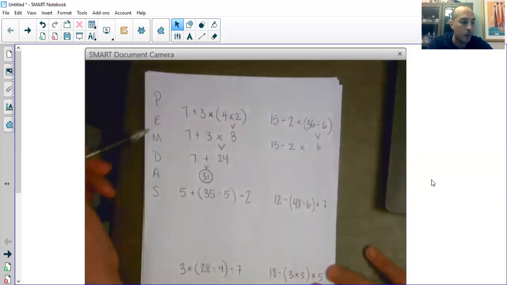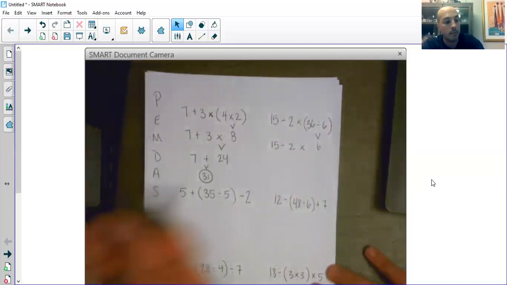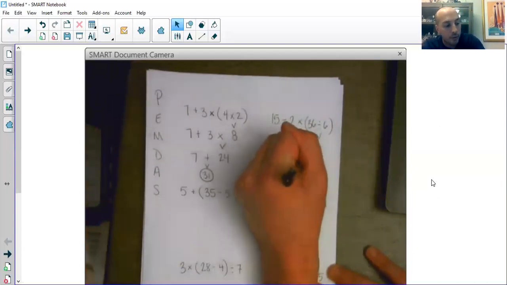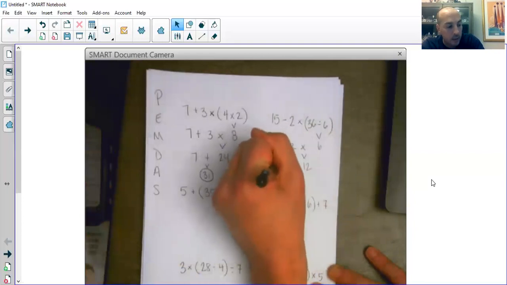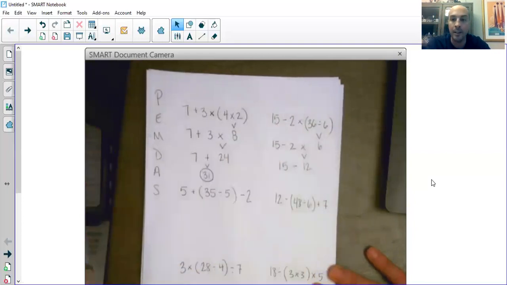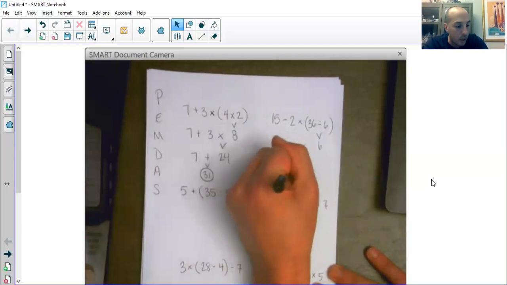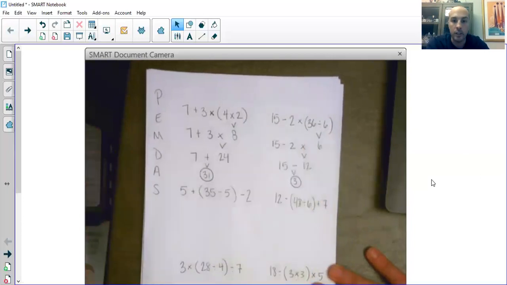I don't have any exponents. Multiplication. Yep, 2 times 6 is 12. Everything else comes down. So now my new equation is 15 minus 12 equals 3. So my final answer is 3.